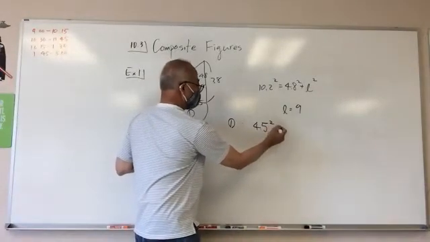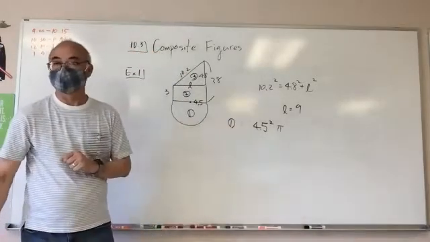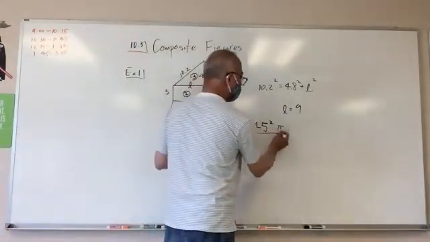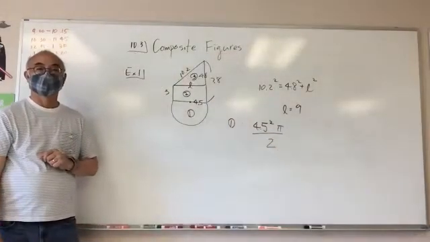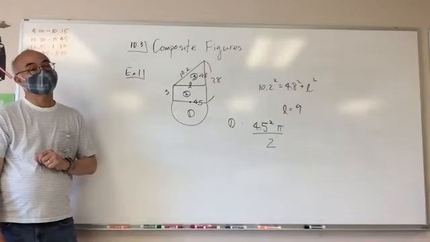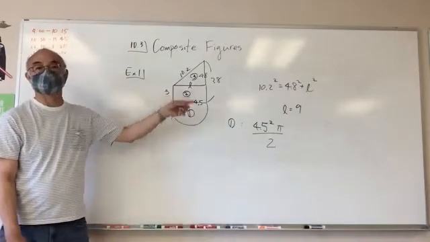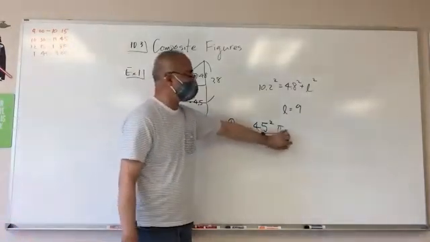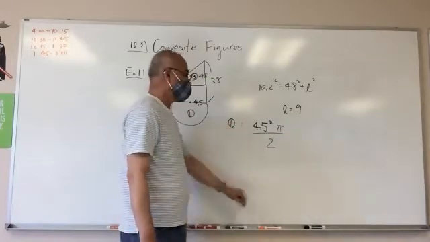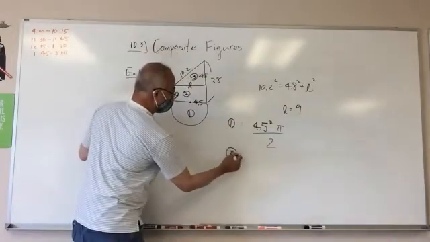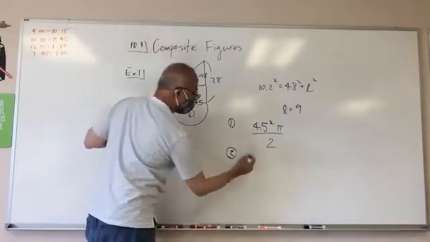4.5 squared times pi. Is that it? Or is this it? Do I have to divide by half? Yes. I have to divide by half, right? Because it's half of the circle, it's a semicircle. All right, so this would have been the entire circle. It's half of it, so I have to divide it by half.